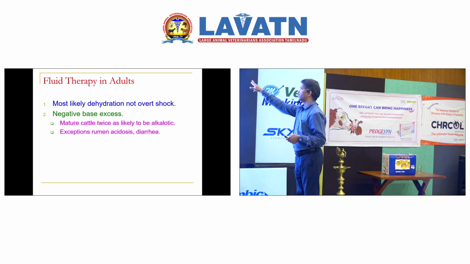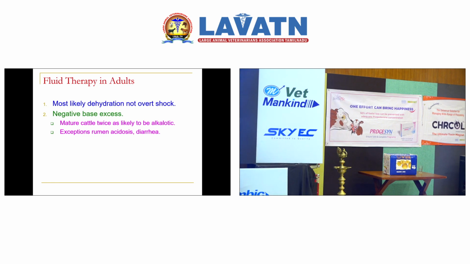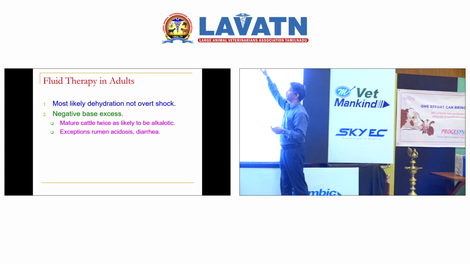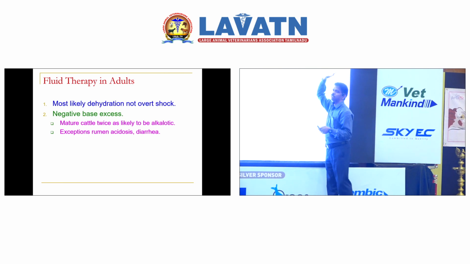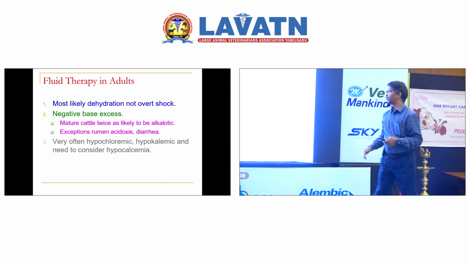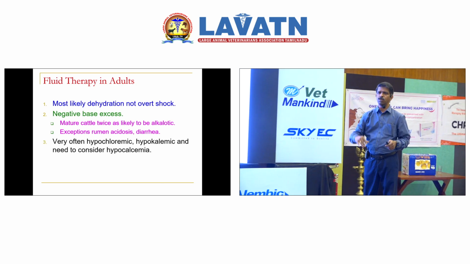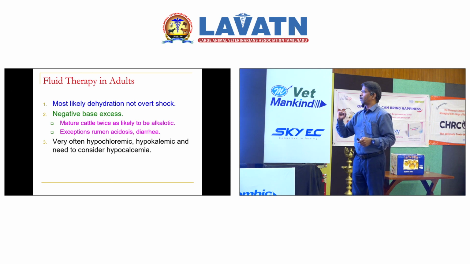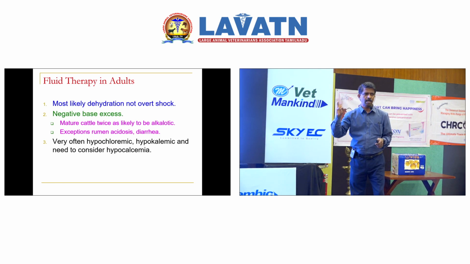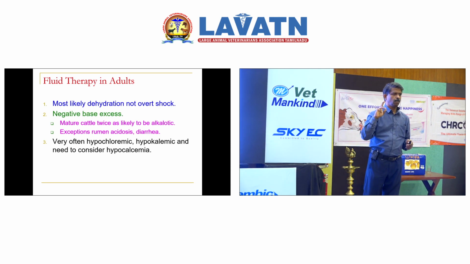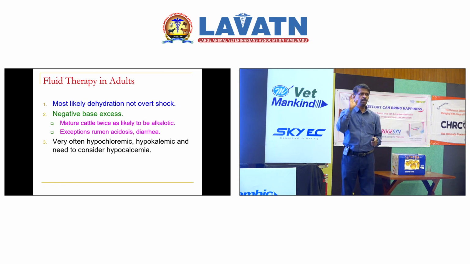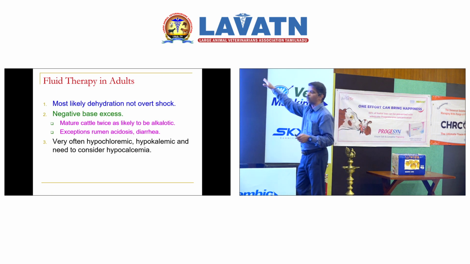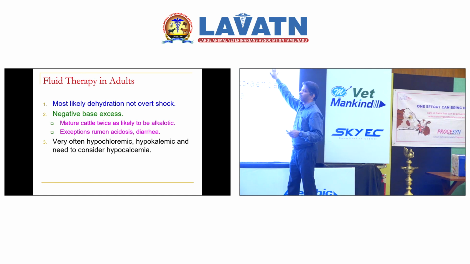And the most important point is they are likely to be alkalotic. Alkalosis is more important, except in case of rumen acidosis and diarrhea. So mostly it is alkalotic, and that is why it is very important. Very often it combines with chloride, potassium and calcium. If you take care of these three, potassium, chloride and calcium, the majority you will succeed. And in all gastrointestinal disturbances you have to focus on the alkalosis.